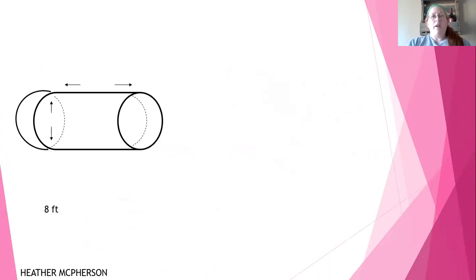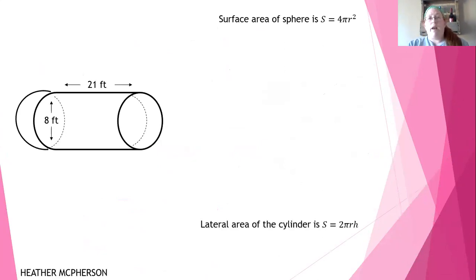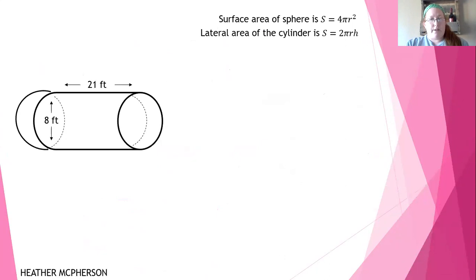Cylinders. So here we have a cylinder that's width is 8 feet and its length is 21 feet. So we want to find the surface area. So we know the surface area of a sphere is S equals 4 pi r squared. And the lateral area of the cylinder is S equals 2 pi r h. In order to find the total surface area, you're going to add both of these together.